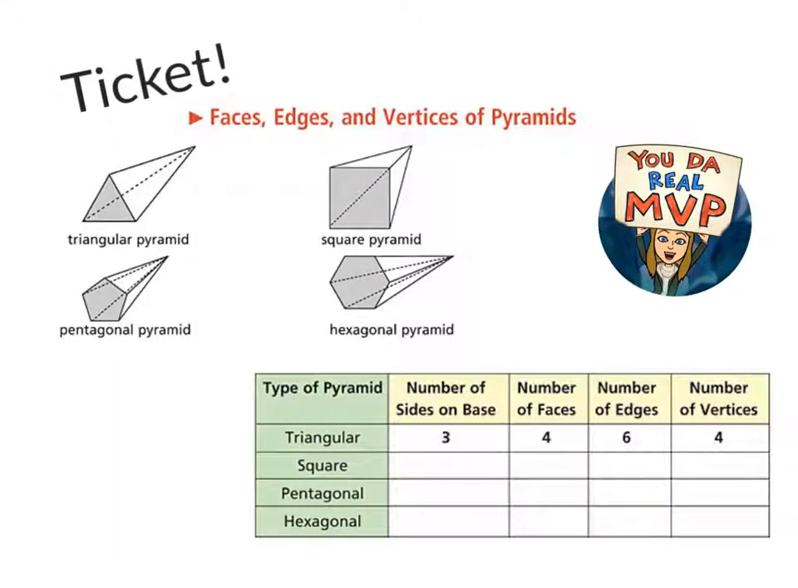For your ticket today, 4th graders, you're going to be taking a look at different pyramids. Now remember, pyramids are different from prisms in that they only have one base and the edges go up to a point. So you're going to find the sides on the base, the number of faces, edges, and vertices of the triangular pyramid, square pyramid, pentagonal pyramid, and hexagonal pyramid. Get started right away.